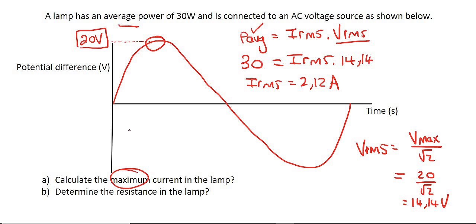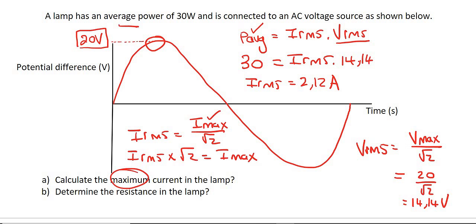So we know this formula: I RMS is equal to I max over the square root of 2. If we're looking for I max, then we can just multiply by the square root of 2 to get I max alone. And so now we can see that I max is going to be equal to 2.12 multiplied by the square root of 2, which gives us exactly 3 amps. And so that would be the maximum current.